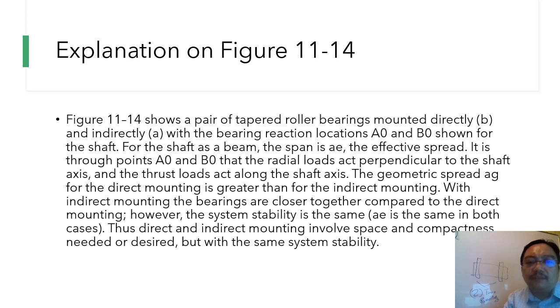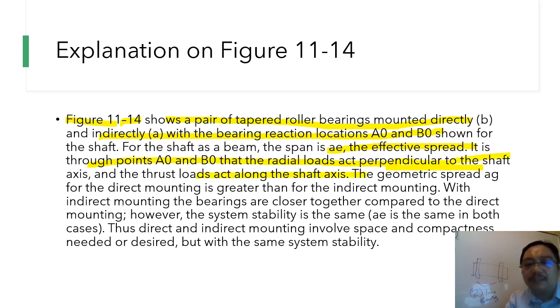Explanation for the figure. Okay, figure, the last slide. Figure 11.14 shows a pair of tapered roller bearings mounted directly and indirectly, with bearing impression locations at A naught and B naught shown on the shaft. You can pause this video and go back to it, or you have the textbook with you. It's better, you can see concurrently. For the shaft as a beam, the span is between points A naught and B naught. Radial load acts perpendicularly to the shaft, and the thrust load acts along the shaft axis.